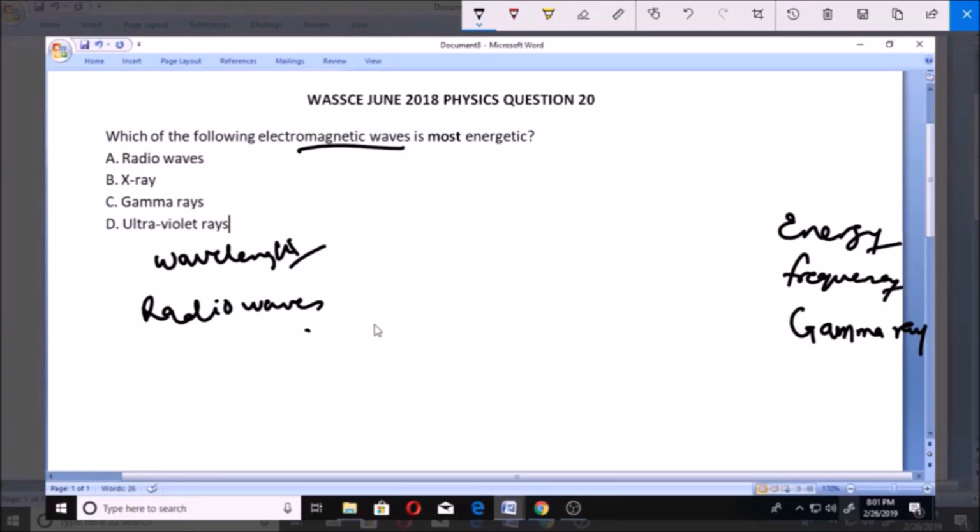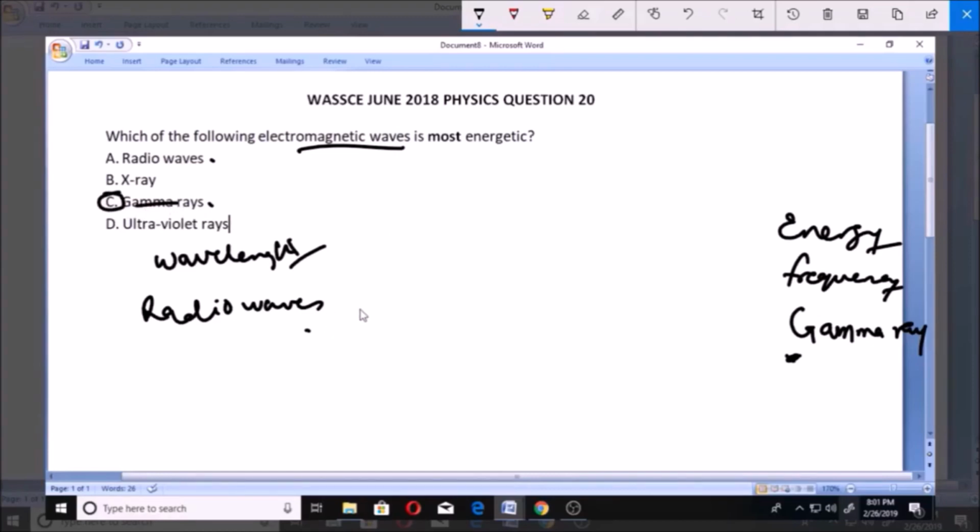So these are the two extremes. It can either be gamma rays or radio waves. But from what I just showed, the one with the highest frequency, which is gamma rays, is very energetic. So the answer to this is gamma rays.